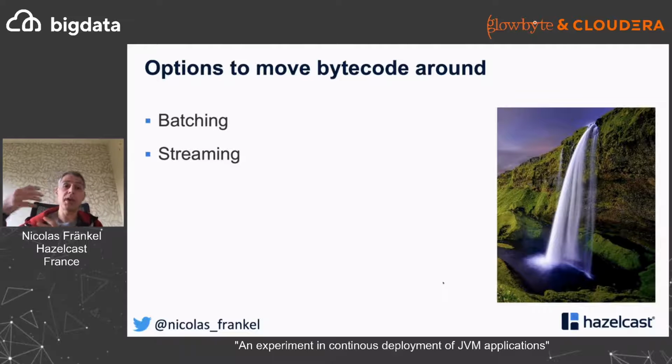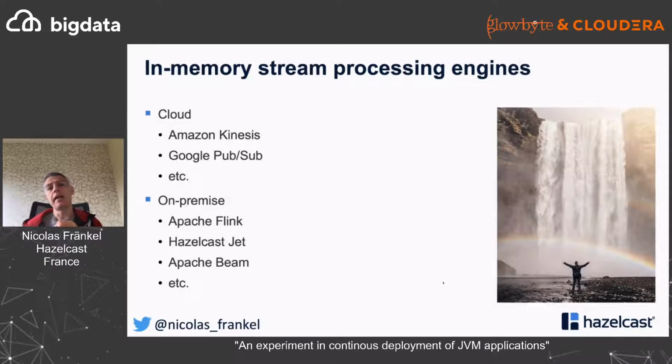Now we need an option to move the bytecode around. So there are different ways to do that. We can do batching, so regularly at scheduled intervals we check whether something changed, or streaming. And because compilation could be a never-ending process, we'd probably use streaming, because streaming is made for an infinite stream of events. And there are different in-memory stream processing engines. Some of them are based on the cloud, such as Amazon Kinesis or Google PubSub, and some are on premise, such as Flink, Jet, or Beam. And you can choose, of course, the one you want.